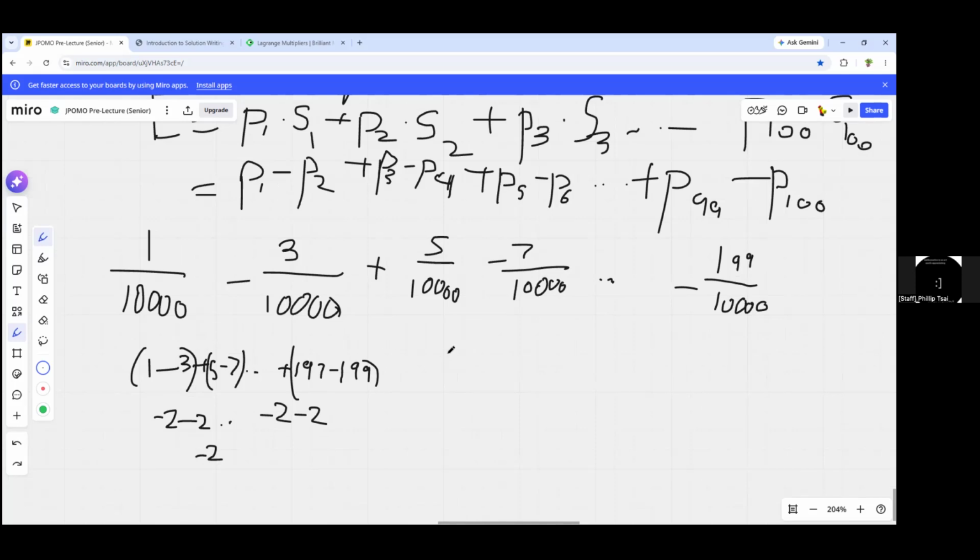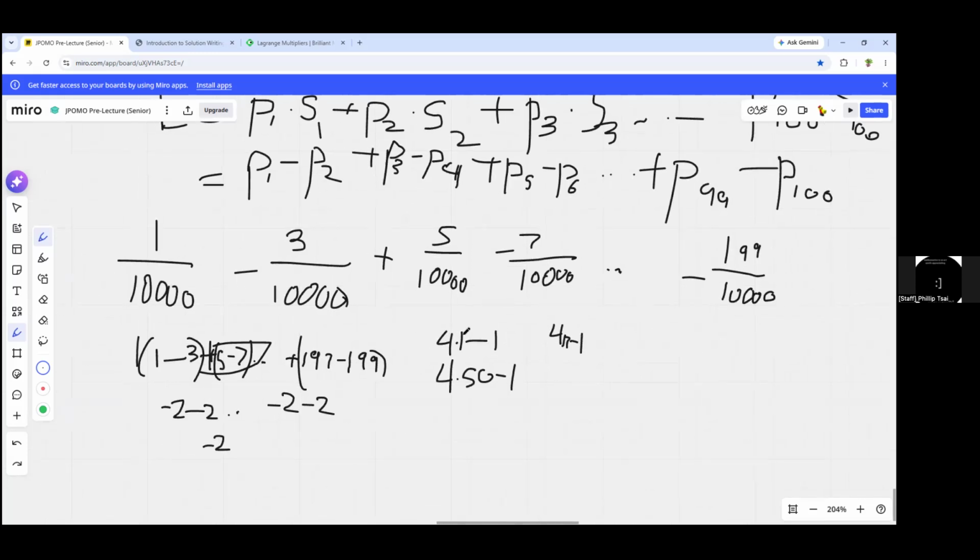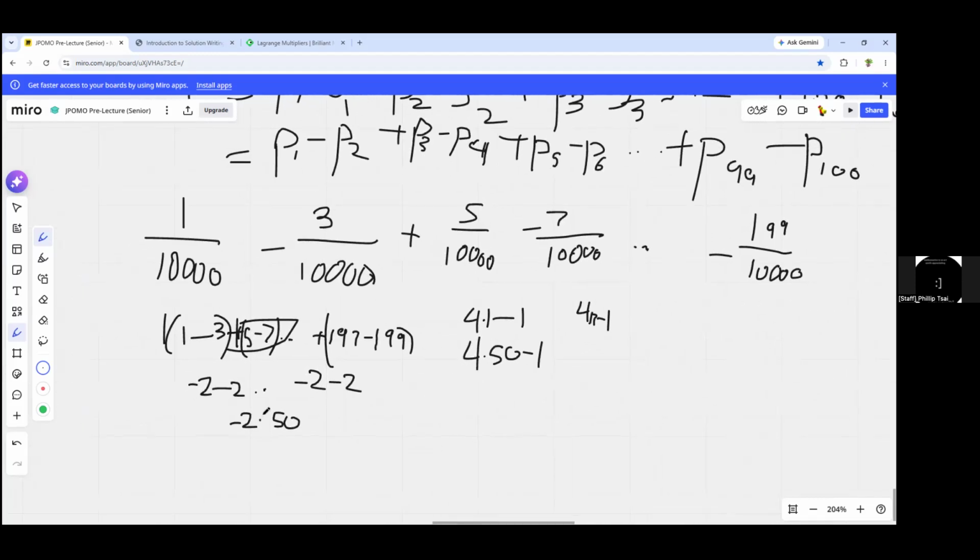So we have 4 times 1 minus 1, and basically we're just counting how many groups we have of 1 minus 3, 5 minus 7, etc., all up until 4 times 50 minus 1. Each 4n minus 1 counts the number of groups, as I like to call them. Since there are 1 up to 50, there are 50 groups. So the numerator here is negative 2 times 50.